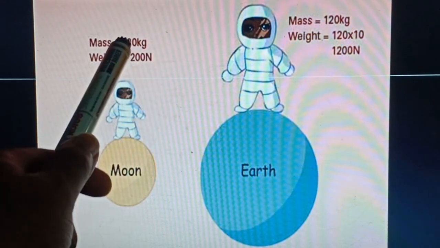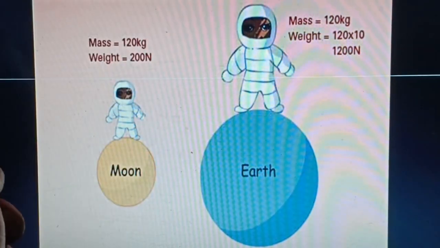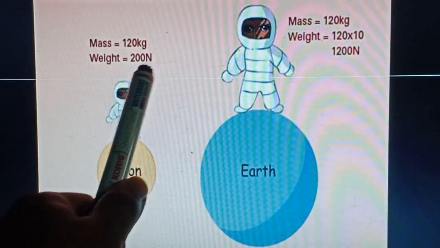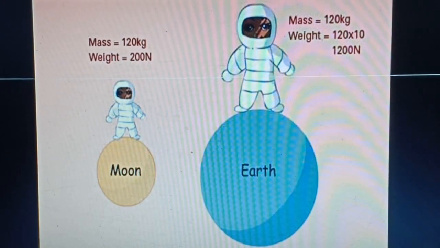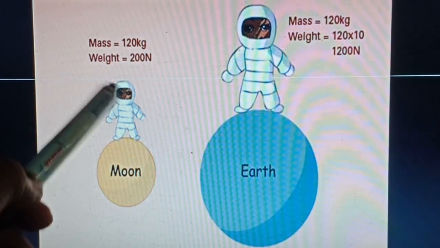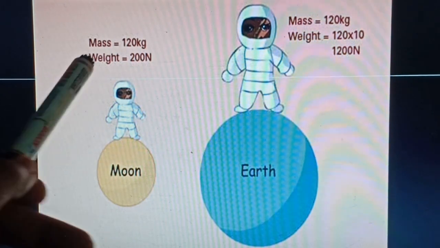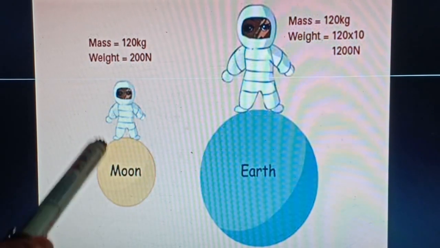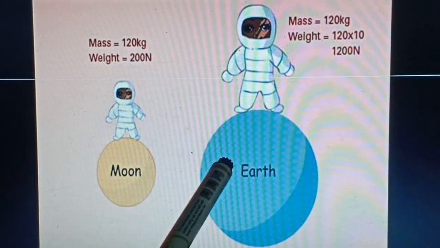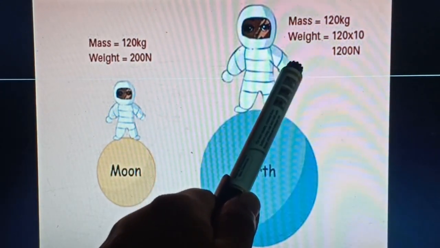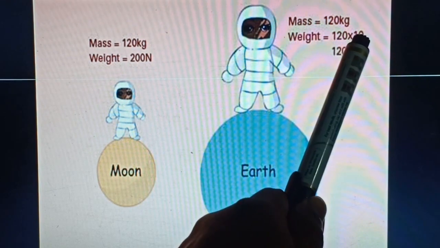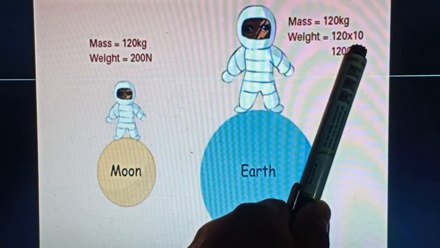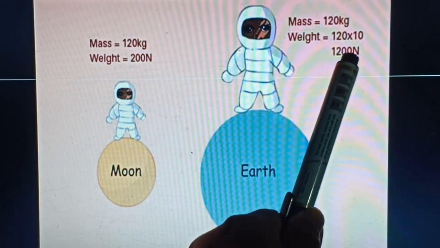This 120 into the value of g of Moon, 1.6, will be approximately 200 Newton. So if a mass of 120 kg will have a weight of 200 Newton on Moon, the same mass 120 kg will have a weight of 1200 Newton on Earth, because this 120 into 10, approximately 10, that is the value of g on Earth, will be 1200 Newton.